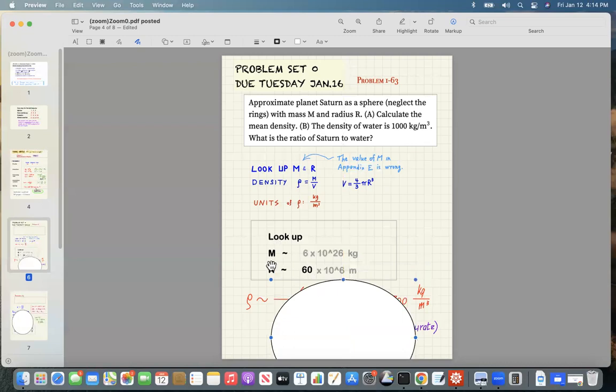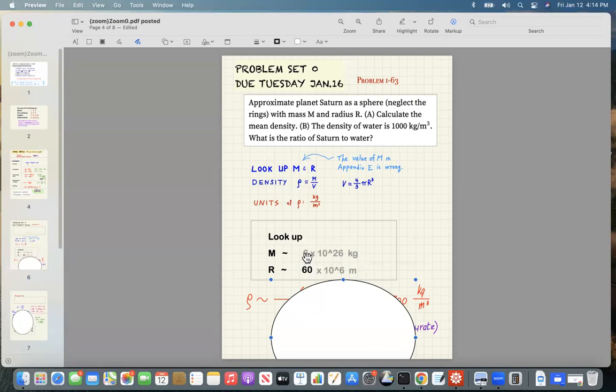So you'll have to look up the mass of Saturn. It turns out there's an Appendix E, which gives some astronomical numbers, but the value of m for Saturn is wrong. So don't use the value of m that you find in Appendix E. Just do a Google search. Type into Google, what's the mass of Saturn?